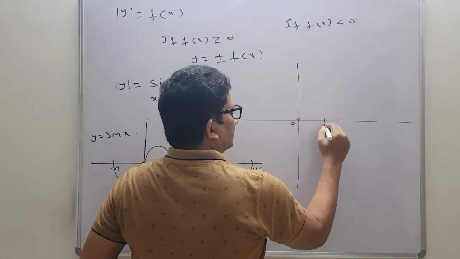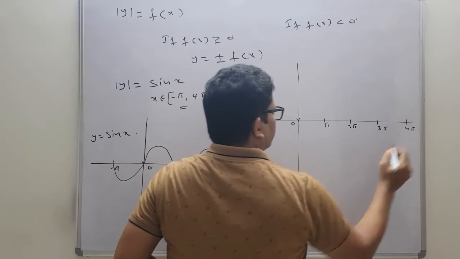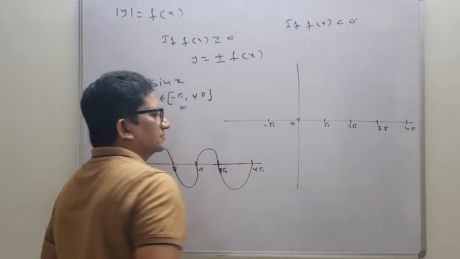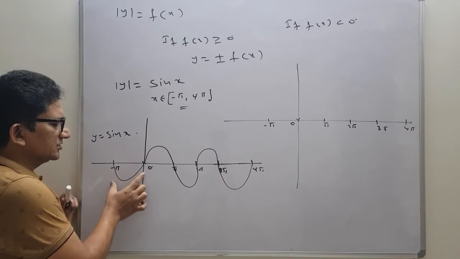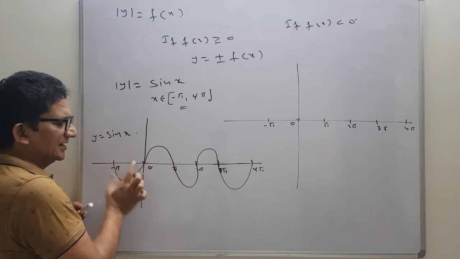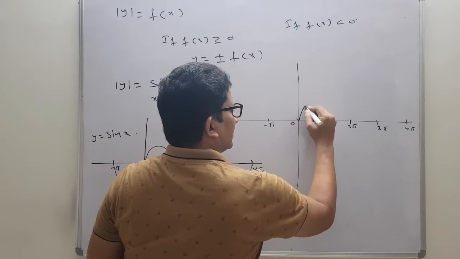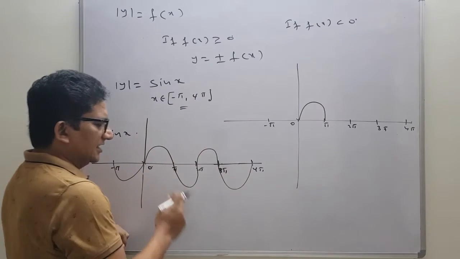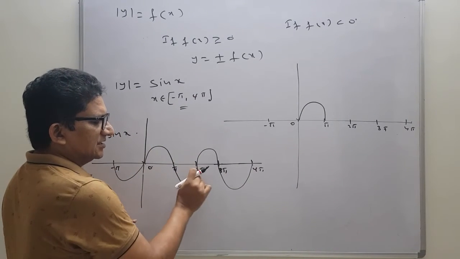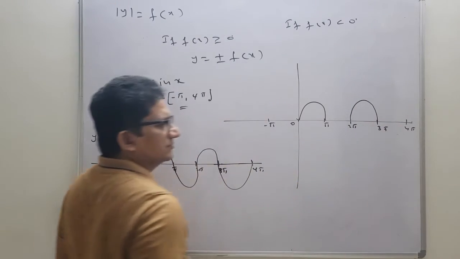0. I am taking a limited scale: pi, 2 pi, 3 pi and 4 pi, and we will get minus pi. So this portion we will neglect totally, because here the limit is minus pi to 4 pi. So we will carry this one, 0 to pi. So 0 to pi we will draw. Next, pi to 2 pi we will neglect, and 2 pi to 3 pi we will take. We will get some portion like this type.